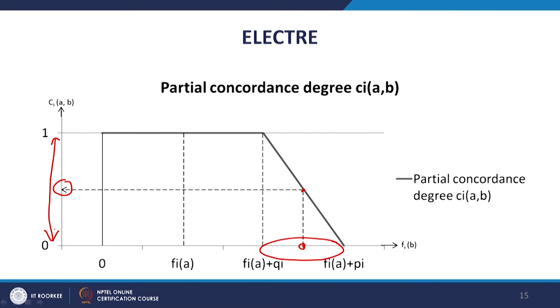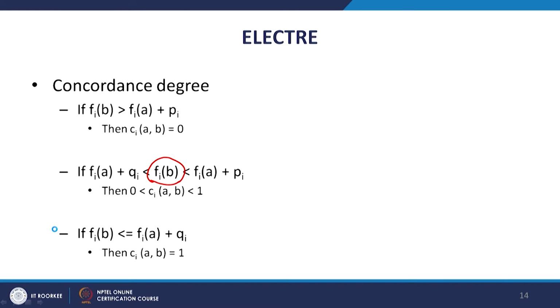So, this is how we can deduce. These are the two scenarios that we talked about to deduce the partial concordance degree. Now, the third scenario is if the FIB is less than or equal to FIA plus QI, in that case the CIAB is going to be defined as 1.